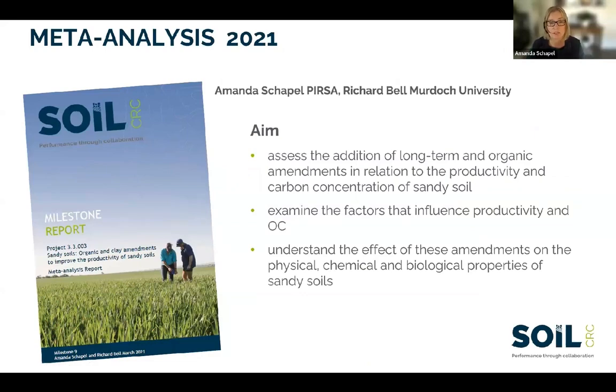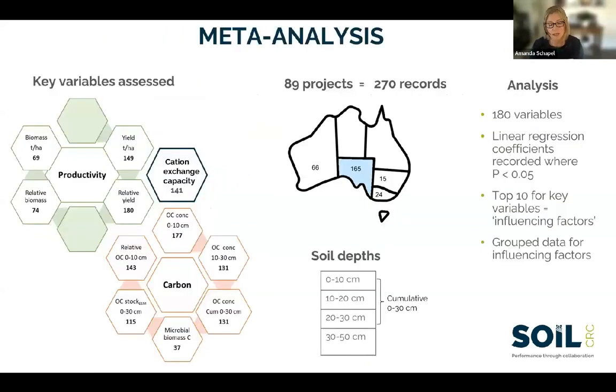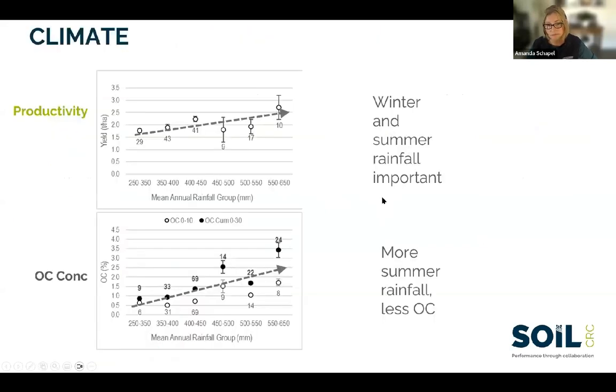A meta-analysis was done in a project with Soil CRC led by Richard Bell from Murdoch University. We were looking at the productivity and carbon benefits in sandy soils with either organic amendments applied or long-term amendments, and most of that was clay. We did have some biochar. We grabbed as many projects as we could that had data on productivity and carbon, and ended up with a spread mostly centred around South Australia, but with some in Western Australia, New South Wales and Victoria.